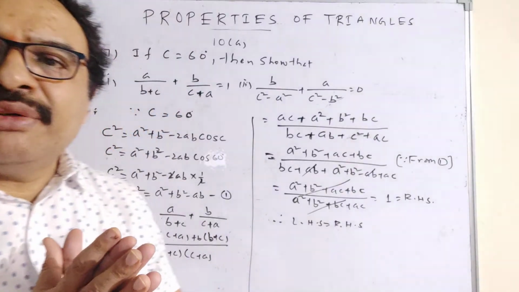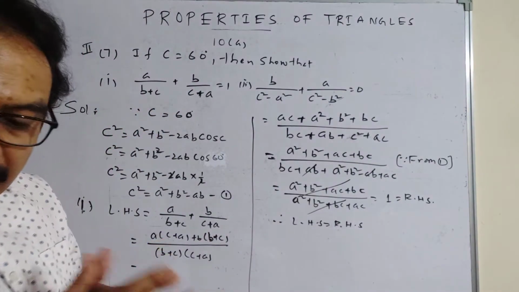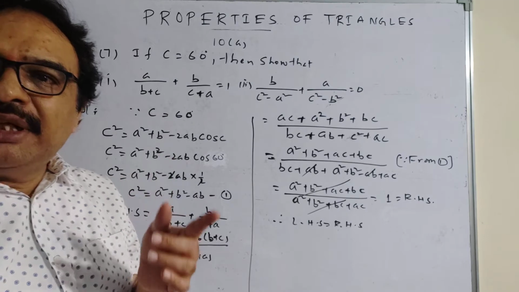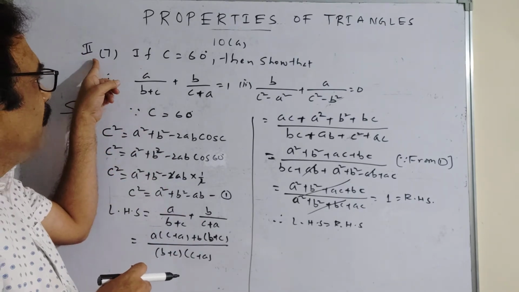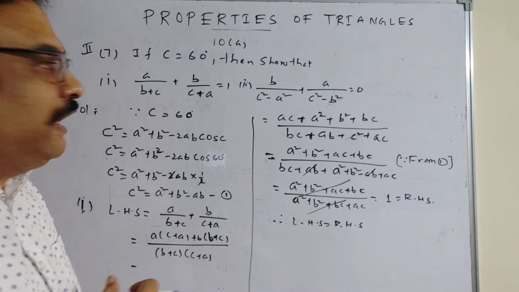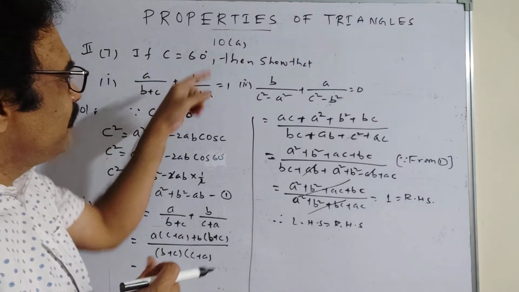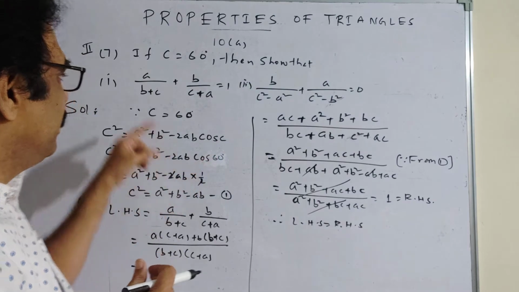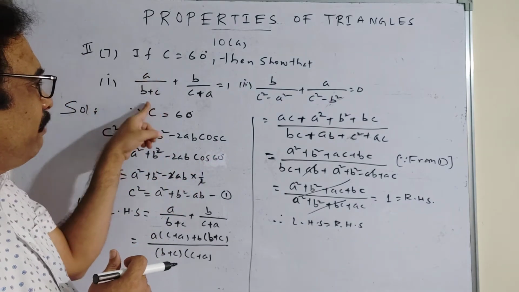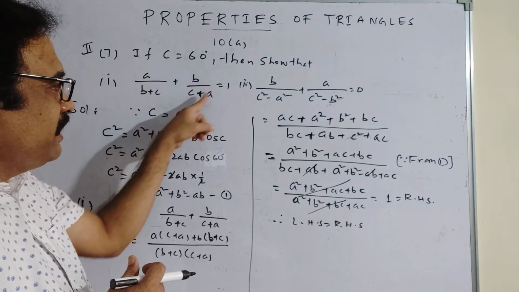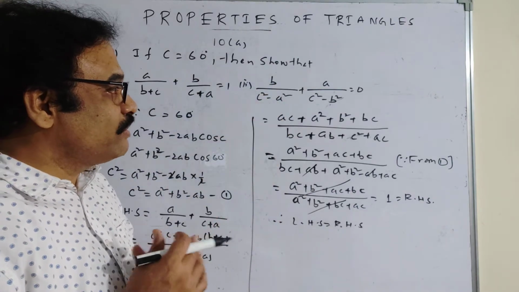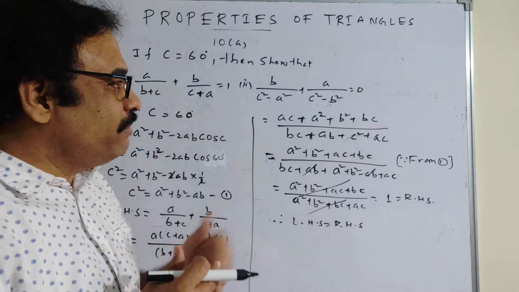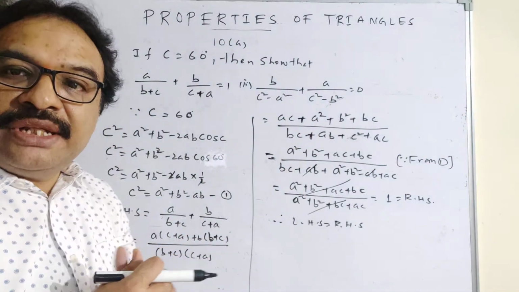In continuation of the previous session, now I'm going with the important LAQs of your exercise step A. This is Roman number 2, problem number 7: if angle C is equal to 60 degrees, then show that the first bit is a by (b plus c) plus b by (c plus a) is equal to 1. The second bit is b by (c square minus a square) plus a by (c square minus b square) is equal to 0.